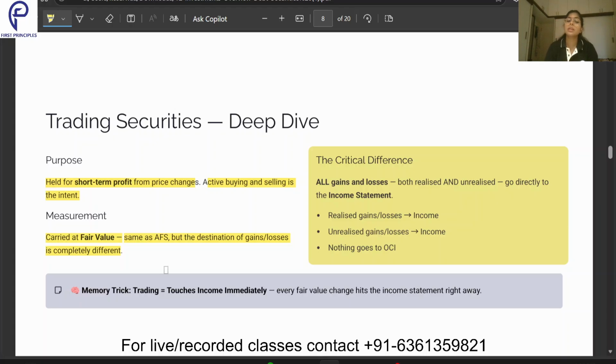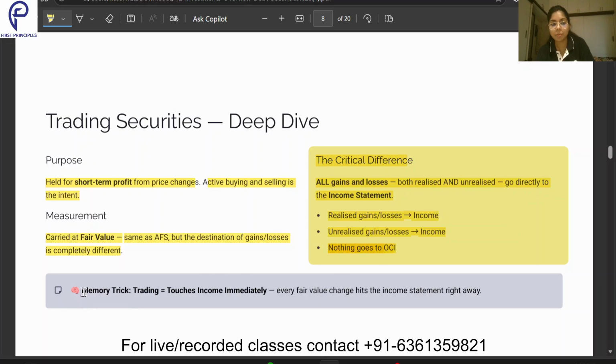Why? Because in the case of available for sale, unrealized gains and losses go into the OCI, but interest income goes in the income statement. But in the case of trading securities, the critical difference is that all gains and losses, both realized and unrealized, go directly to the income statement. Nothing goes to the OCI.